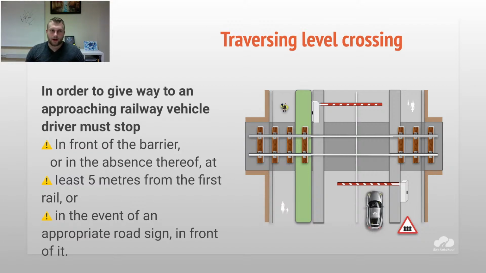So in order to give way to an approaching railway vehicle, the driver must stop in front of the barrier, or in the absence thereof, at least 5 meters from the first rail. So if you have a barrier, you stop in front of the barrier. If you don't have it, imagine the 5 meters until the first rail, and count this 5 meters and stop in front of it.